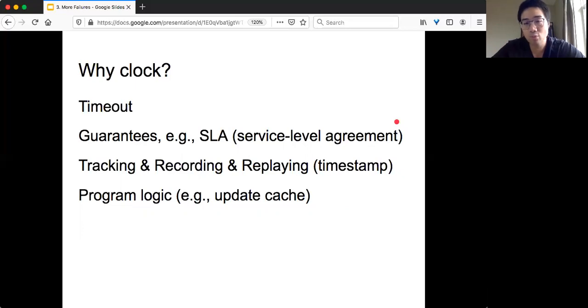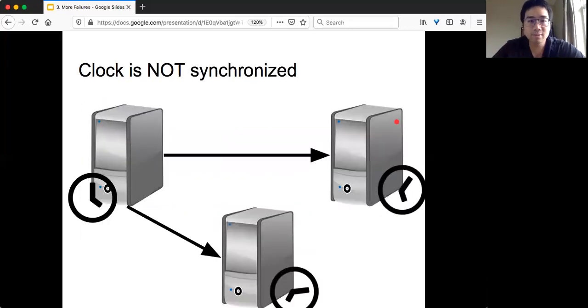But what's wrong with the clock? One of the biggest problems of distributed computing is that the clocks cannot be synchronized. Okay, so in this case, each machine has a clock, that's good, but at some point in time, everyone will have a different clock.